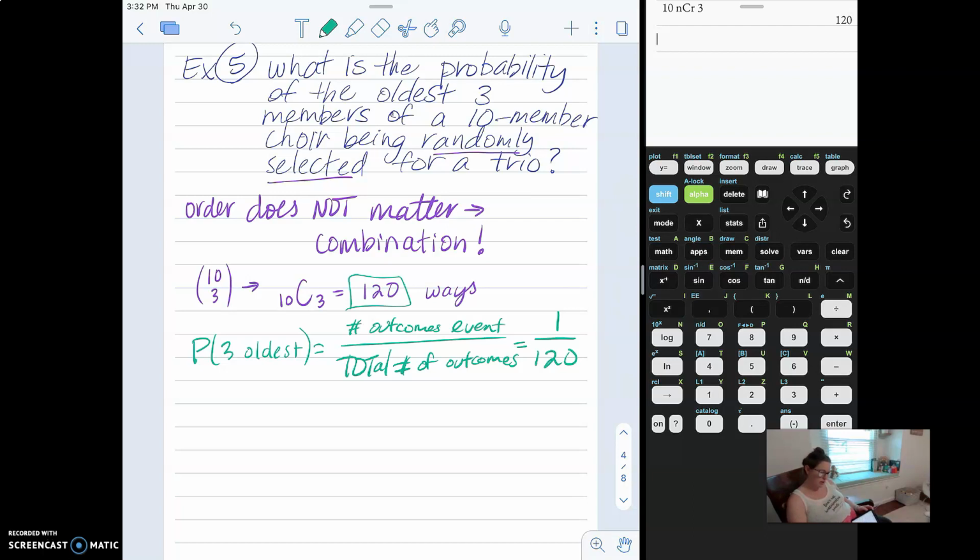So I'm going to do that on my calculator. You can either leave that as a fraction, or you can say what it is as a decimal. So 1 out of 120 is 0.0083, or as a percentage, approximately 0.83%. Probably Pearson's going to ask you for the fraction. So there you go. Okay? All right.